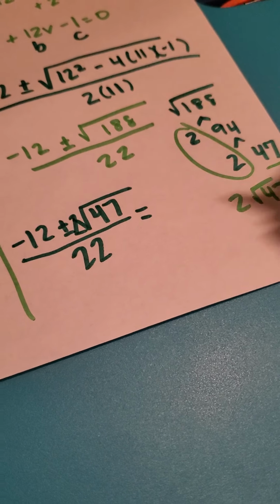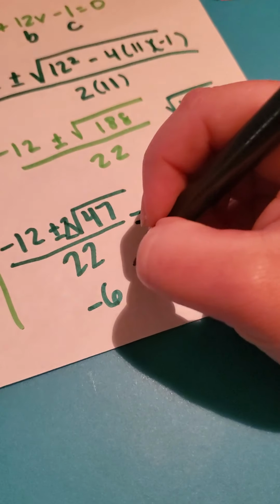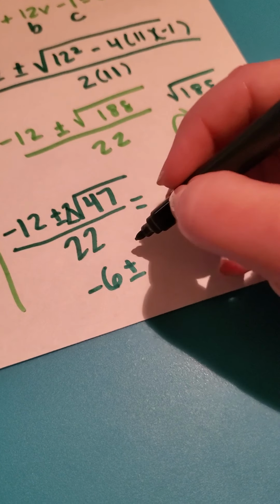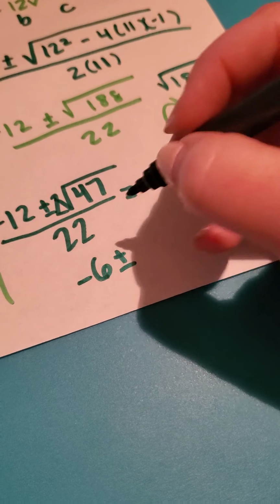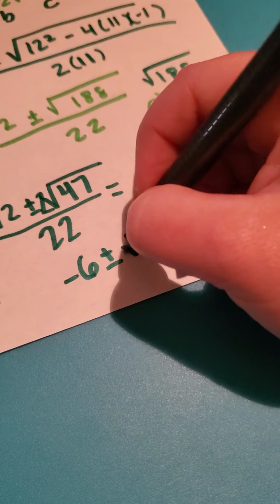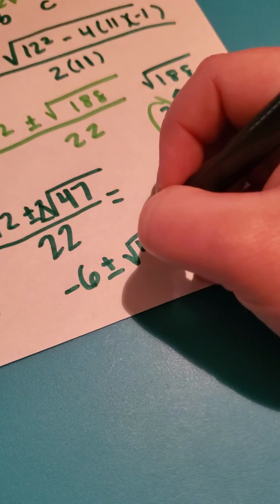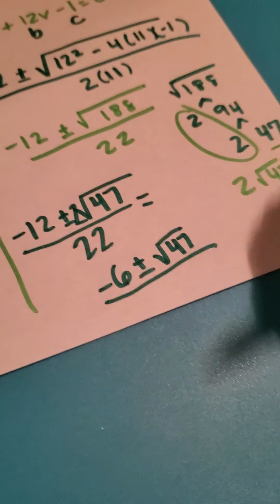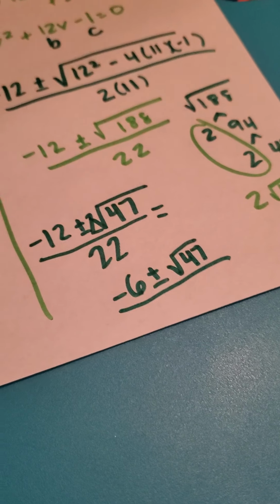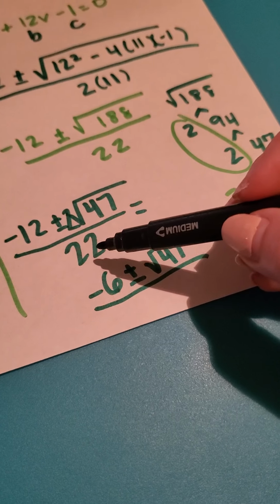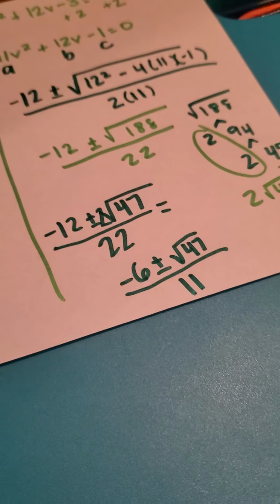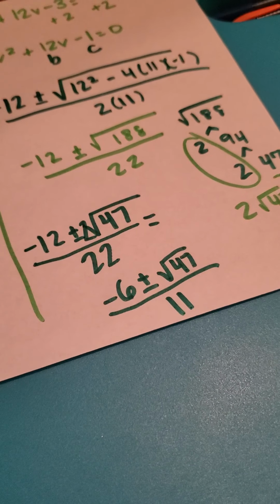Negative 12 divided by 2 is negative 6, plus or minus. 2 divided by 2 is 1. So I can either put it or just leave it. It's invisible. I do want to leave the 47. Whatever is inside the radical is never, ever, ever going to change. And then I do have to also divide the bottom number. 22 divided by 2 is 11. And now that is your final answer, and that is in one of your answer choices.